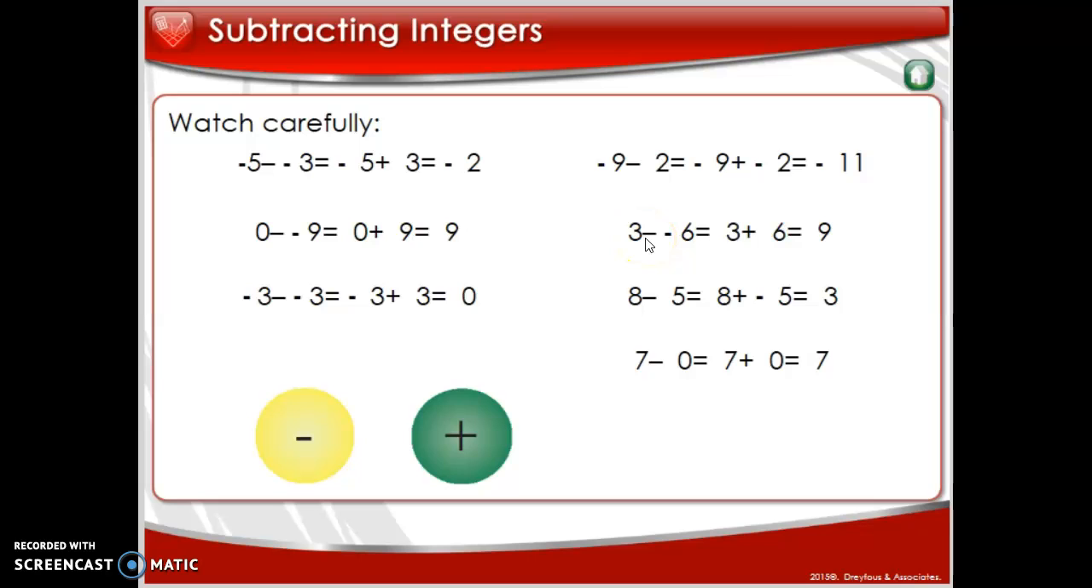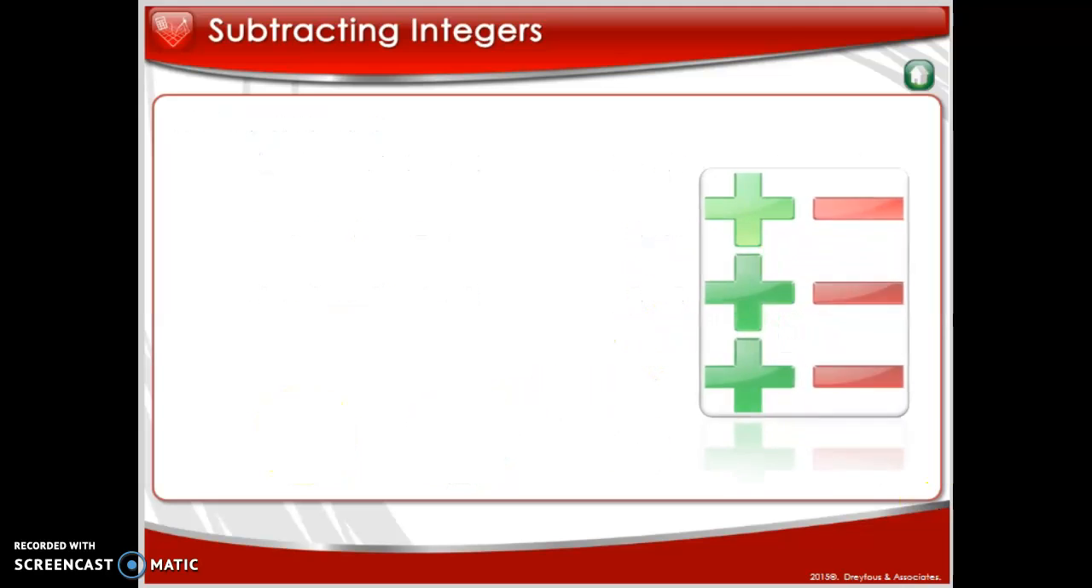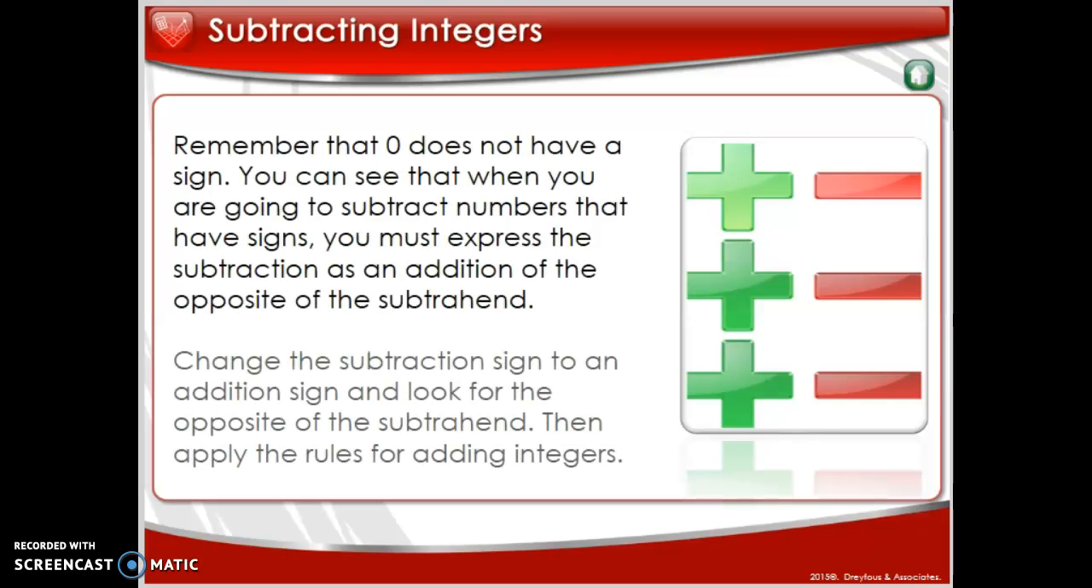Apply the addition rule, always, always, okay? It's too easy. Remember that 0 does not have any sign. You can see that when you are going to subtract numbers that have signs, you must express the subtraction as an addition of the opposite of the subtrahend. Change the subtraction sign to an addition sign and look for the opposite of the subtrahend. Then apply the rules for adding integers.